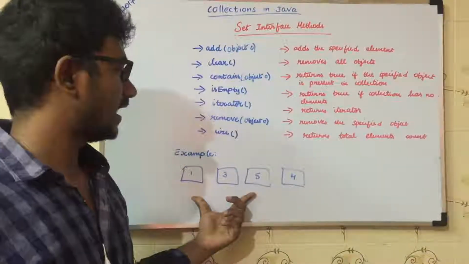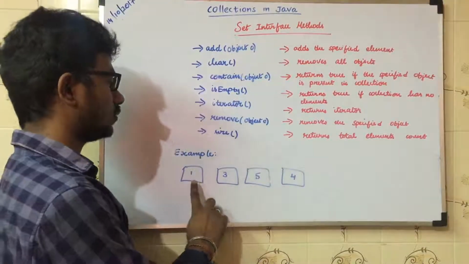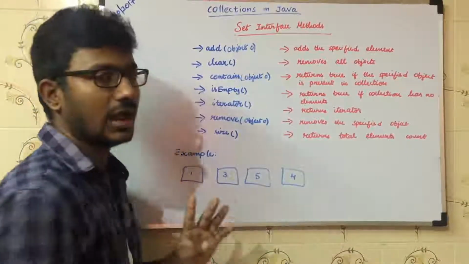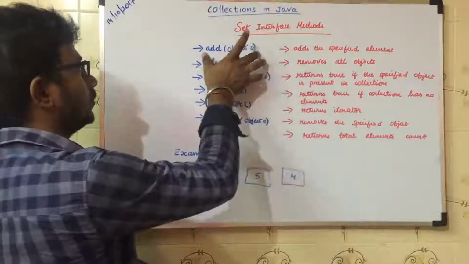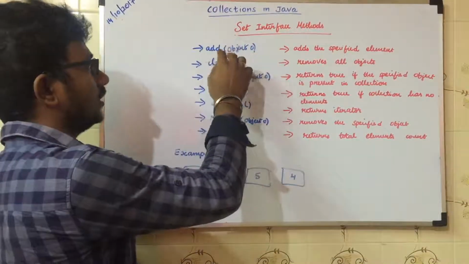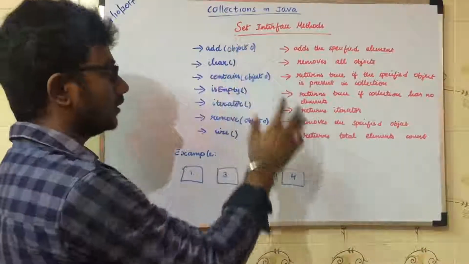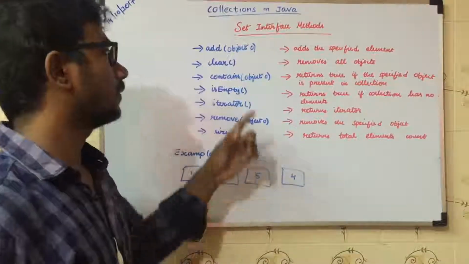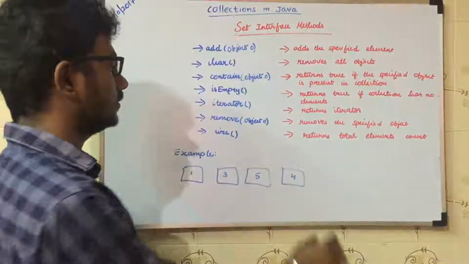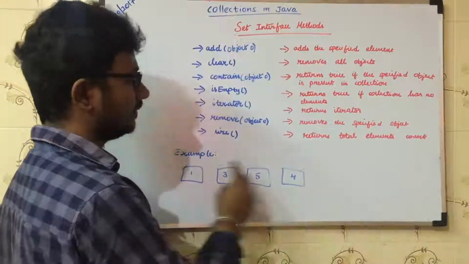So this is an existing Set that contains 1, 3, 5, 4 as data. Suppose we invoke this method, what it will try to do is add an object to the existing Set. If we are sending 6 as an object, then it will be added at any place.